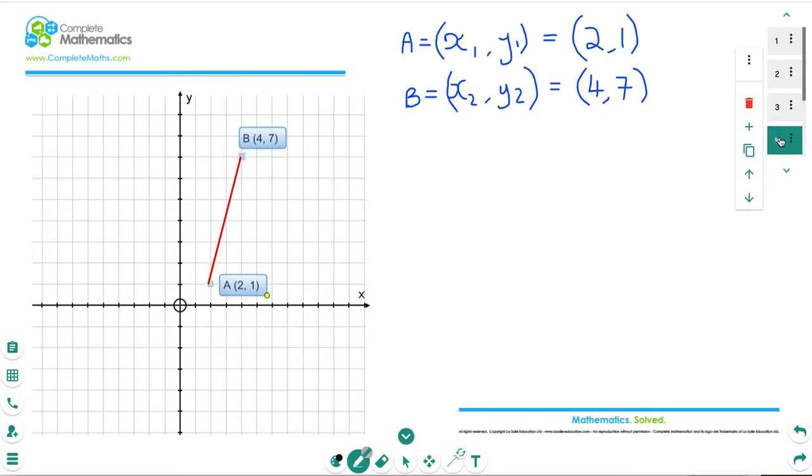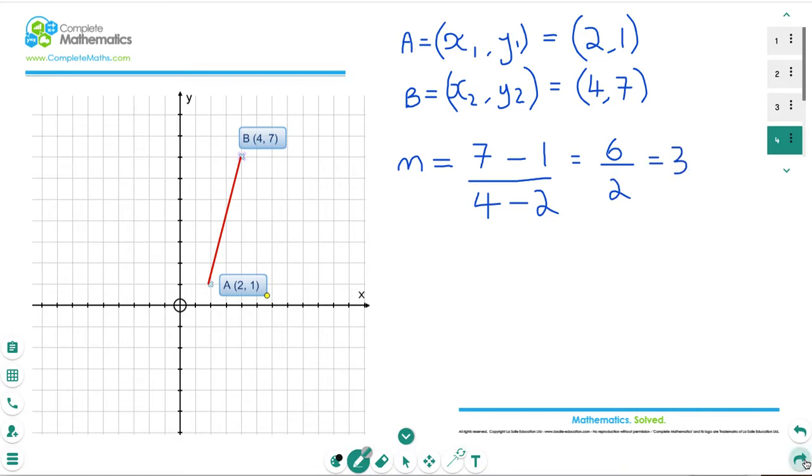Let's work through the solution. We need to calculate the gradient using the change in y divided by the change in x. y2 minus y1 is 7 minus 1. x2 minus x1, 4 minus 2. We have a gradient of 3.